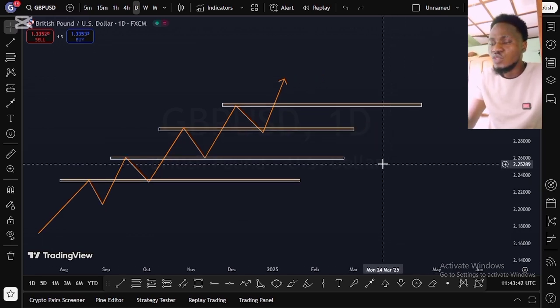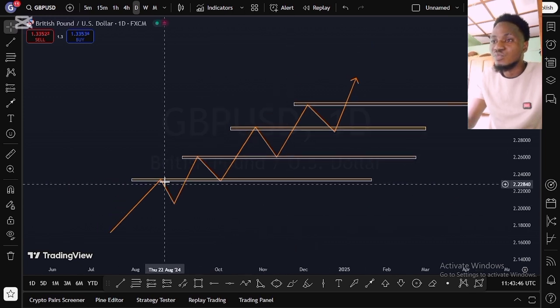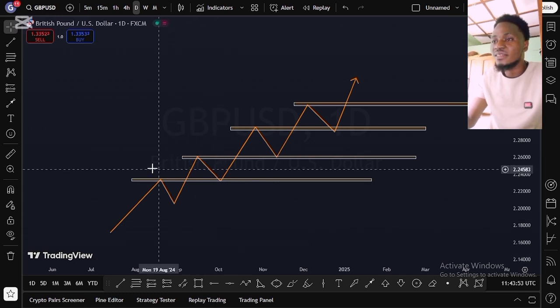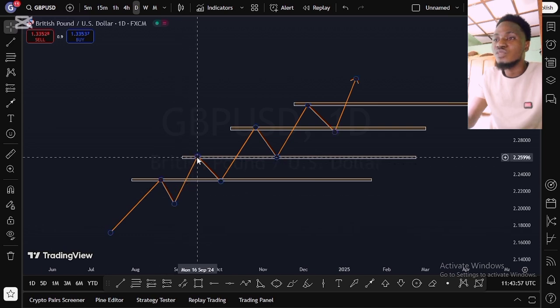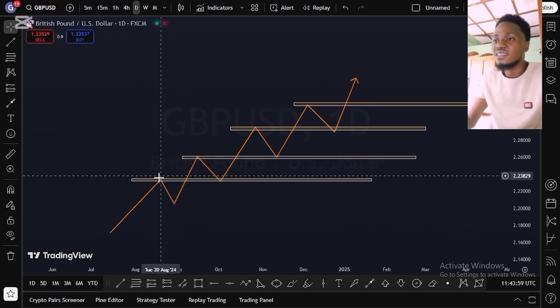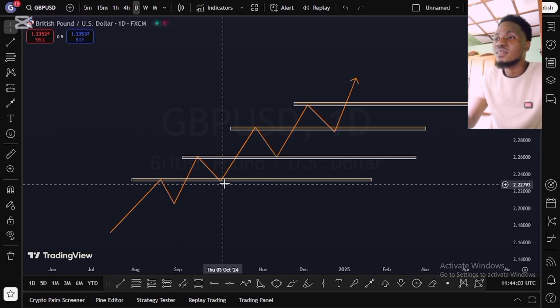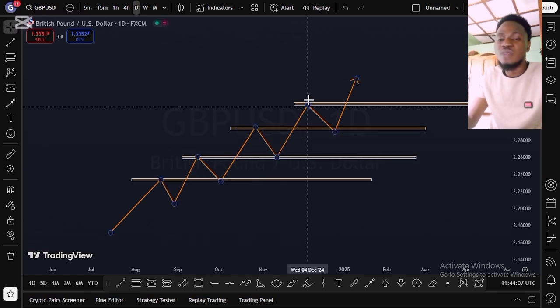Okay, so now what is break and retest? Break and retest is when we are waiting for a pullback to retest a previous broken structure. In this case, this is 1, we pulled back. We had an impulsive move that took out this previous resistance. We pulled back into it, okay? And then we had another impulsive move, pulled back into it. Another impulsive move, we pulled back into it.